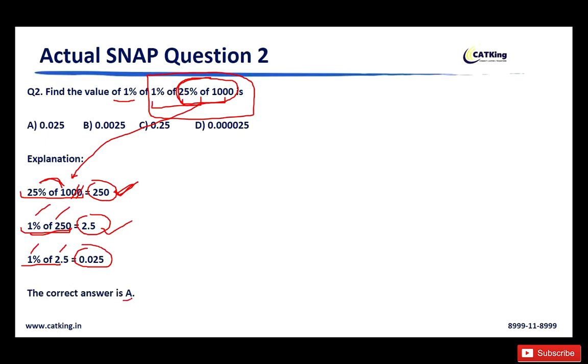Therefore, the correct answer is option A, 0.025. Guys, these questions have come in SNAP exam before. These questions are sitters, that is, these questions can be answered within few seconds. Make sure that you answer such questions and get them right. This will really help you to boost your SNAP score.